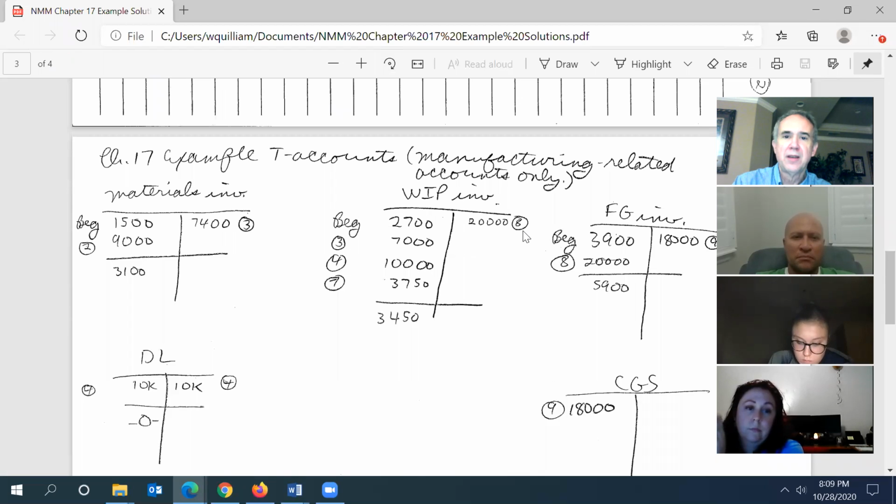Number 8, it's a credit to the old work in process to reduce it and moving it along to finished goods. A debit to finished goods to increase it. So again, it's just like out with the old work in process, in with the new finished goods. Okay. Questions there on number 8? Okay.